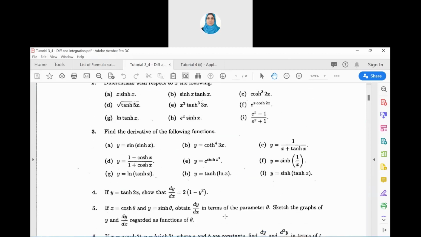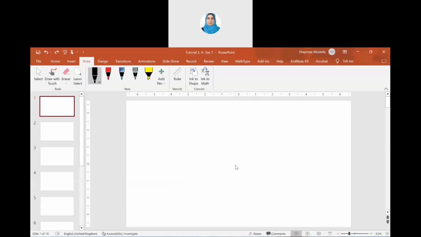3D. Find the derivative of the following function. Y is equal to 1 minus cos x over 1 plus cos x. Okay, now I will start from question 3D. Question 3D states that you have to find the derivative of y equal 1 minus cos x over 1 plus cos x. And so you need to find dy over dx.